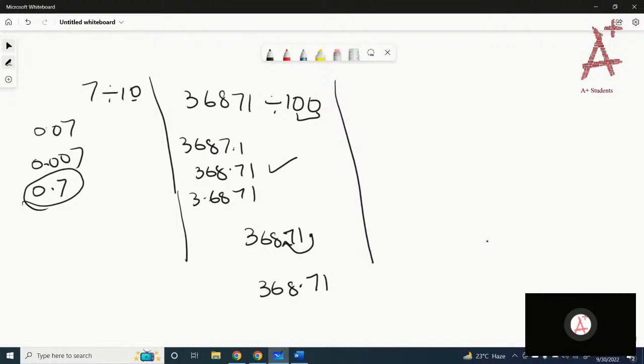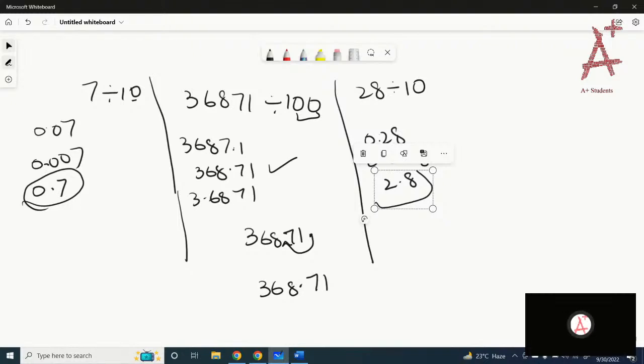Okay, select the correct option and click on the OK button. Okay, the next one is 28 divided by 10, and the options are 0.28, 0.028, and 2.8. So which option is the correct one? Yes, the third is the correct one. You have to move the decimal point just one place left. So when you move the decimal point one place left, it would be then 2.8. Got it?